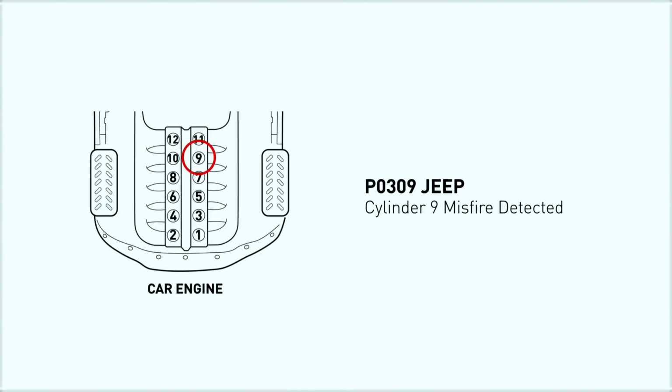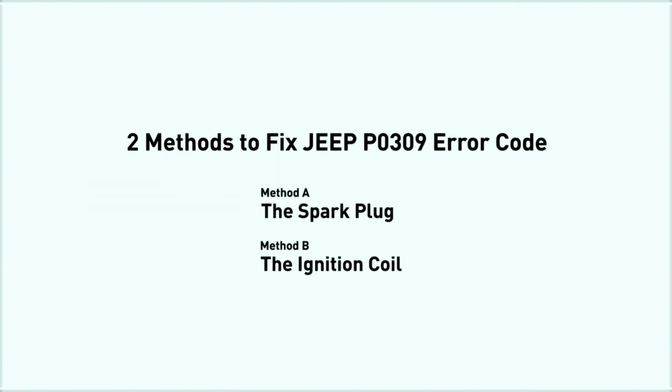It indicates that cylinder number 9 is experiencing misfires. In order to find out which cylinder is misfired, you should check all the cylinders until you locate the damaged one. Here are two of the most practical solutions to fix Jeep's P0309 error code.